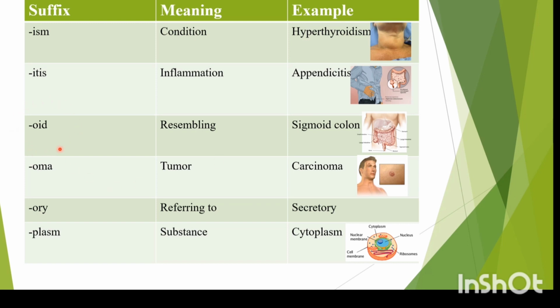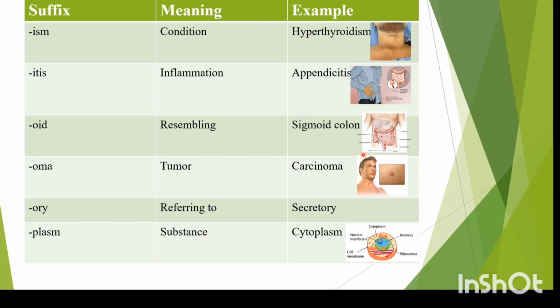Next one is oid. Oid means resembling. Example, sigmoid colon. So here this colon shape resembles an S shape. So this is called sigmoid colon. Next one is oma. Oma means tumor. Example, carcinoma. That means any tumor is called carcinoma.